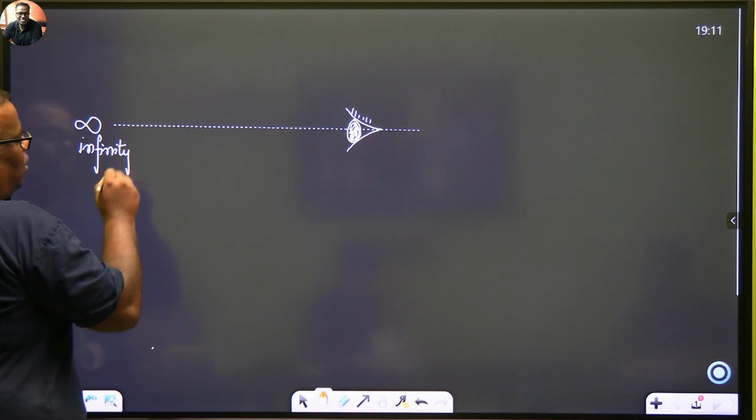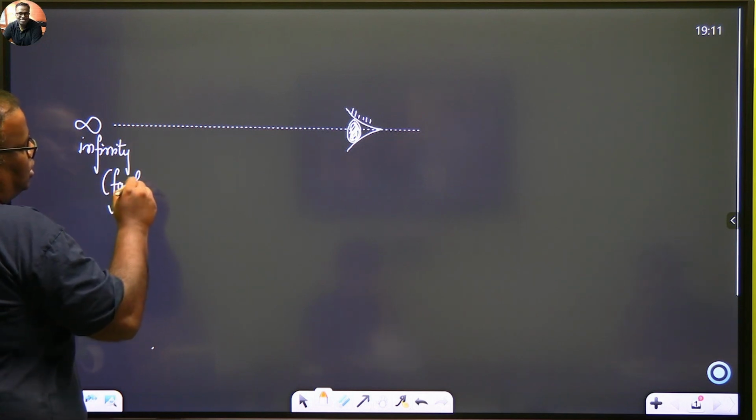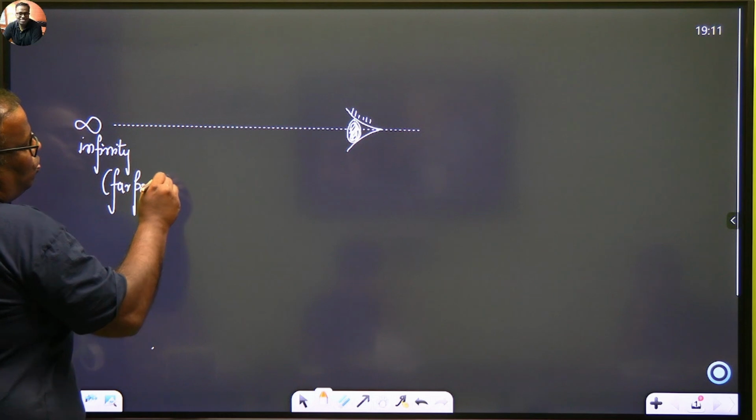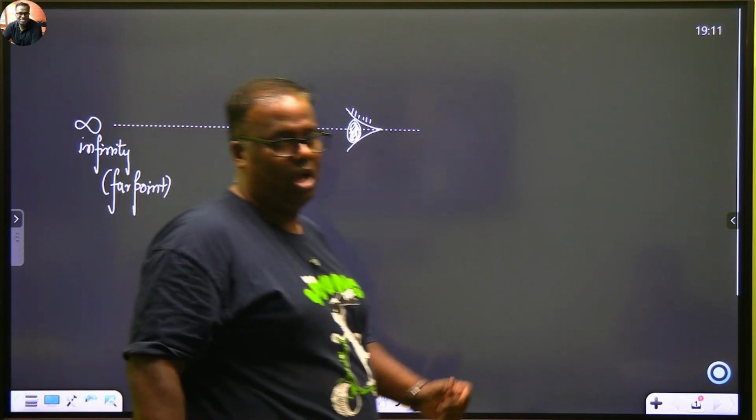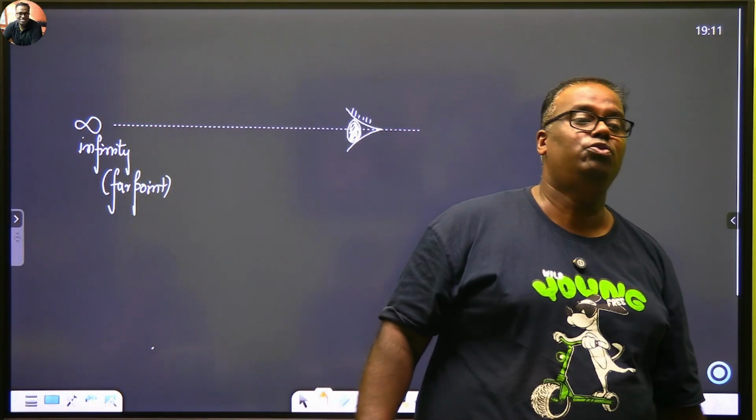And this limit of your eye is known as the far point. So if somebody asks you, what is the far point of a normal eye? The far point of a normal eye is infinity.